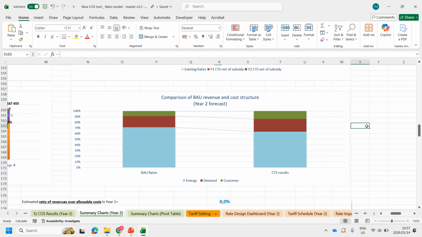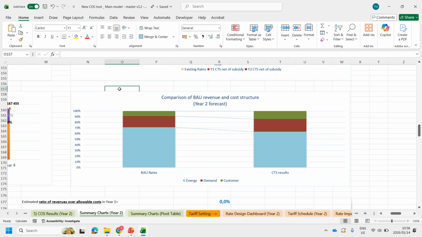The other graph that we're looking at is the comparison of the breakdown of your revenue as well as the breakdown of your costs. So you will see that in both the bars, they have three main blocks. There's the blue blocks, which shows you the energy bar. Then there's the red one, which shows you the demand bar. And then there's the green one, which shows you the customer bar. So the BAU rates basically show you the breakdown of your revenue. So from the total revenue that I received, about 70% of that comes from the energy related charges. About 20% of the revenue comes from the demand related charges, and the remaining 10% comes from the customer related charges.